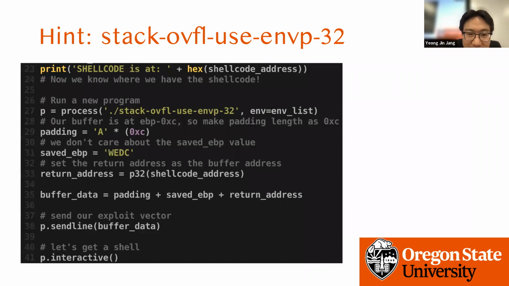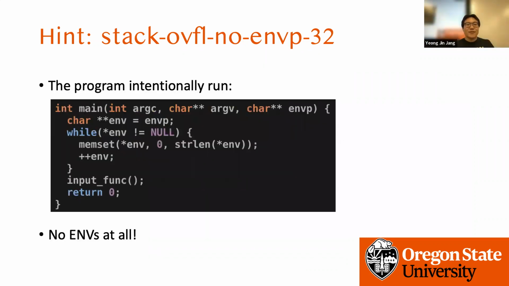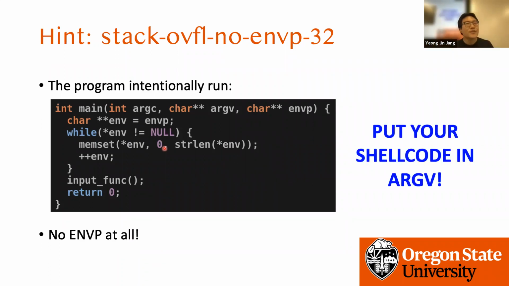And then the next challenge is Stack Overflow no env. Challenge names are very explicit. So this is the source code. I intentionally inserted code removing all environmental variables, setting them to 0. So I wiped out all the environmental variables. No matter how you put the shellcode in the environmental variable, they were all 0. So you have to put your shellcode in the argument vector.